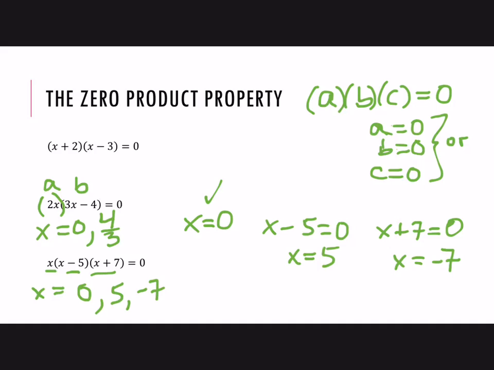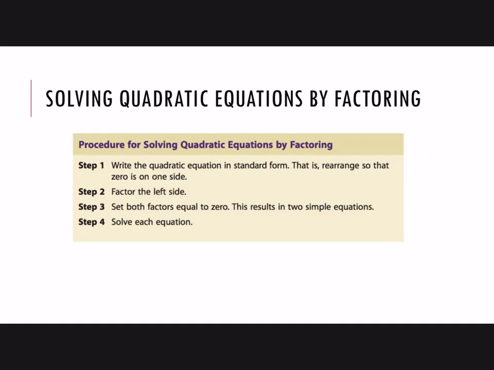All right, so that's how we solve by factoring. And here's the procedure. Your textbook has this written all out. So first, write the quadratic equation in standard form. Okay, rearrange it so that 0 is on one side. So that's ax squared plus bx plus c equals 0. Then factor the left side.